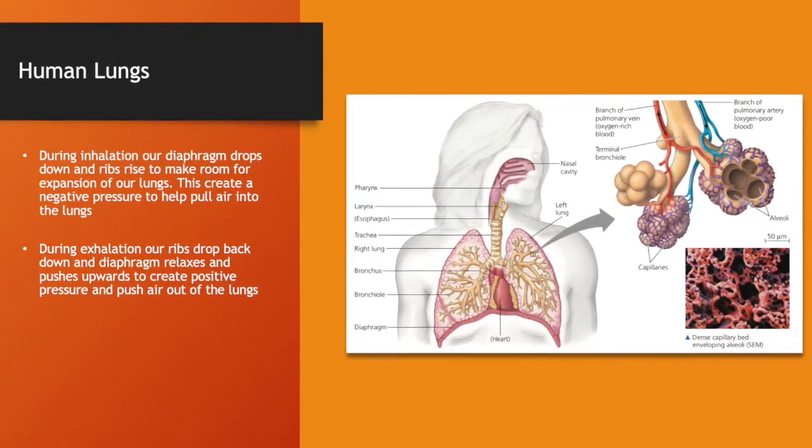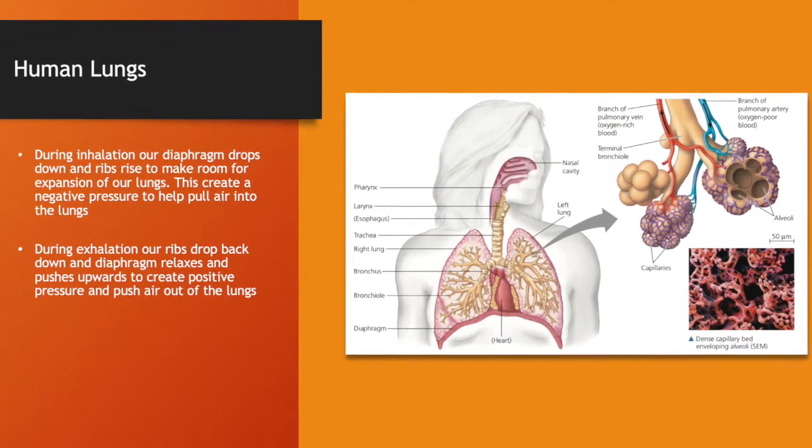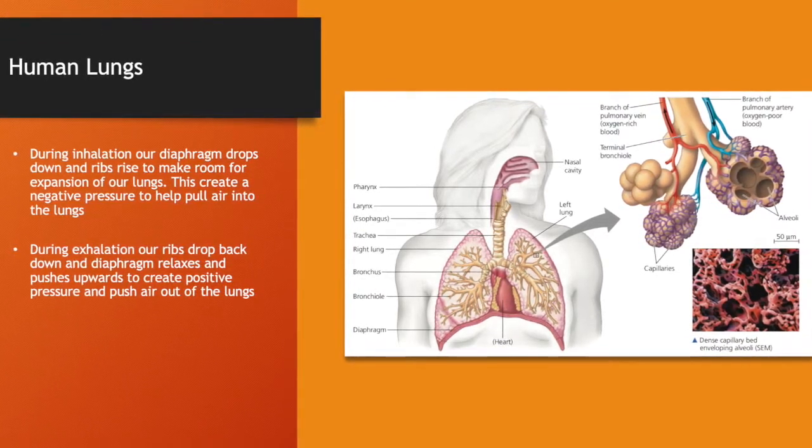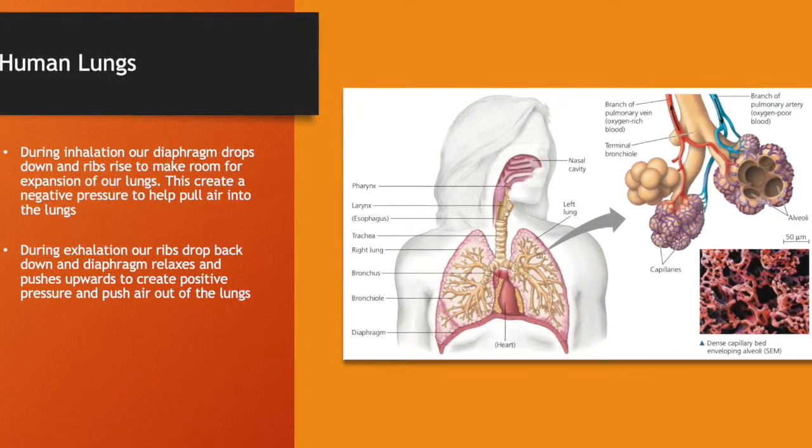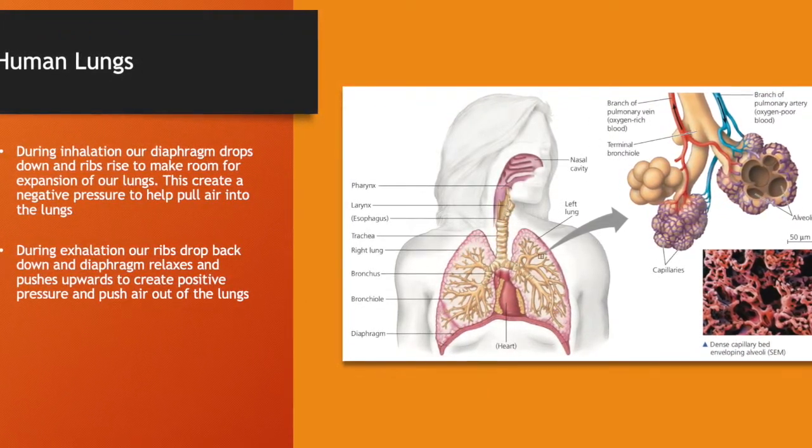During exhalation, our ribs will start to drop back in place and our diaphragm relaxes and pushes upwards to create a positive pressure within our chest and push all that air and carbon dioxide back out into the atmosphere.